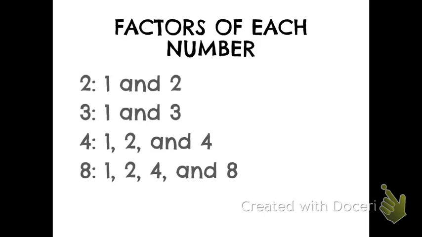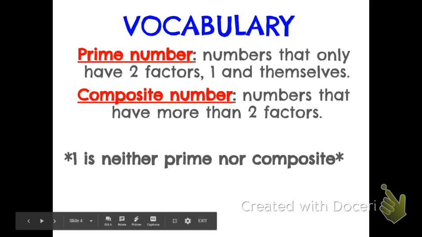For the number 2, the only numbers that I can multiply together to get 2 are 1 and 2. For 3, the only numbers that I can multiply together to get 3 are 1 and 3. For 4, I can multiply 1 times 4 and 2 times 2, but if you remember when we list out the factors of each number, we only write each number once. For 8, I've got 1 times 8 and 2 times 4. Those are all the factors for each of those numbers.